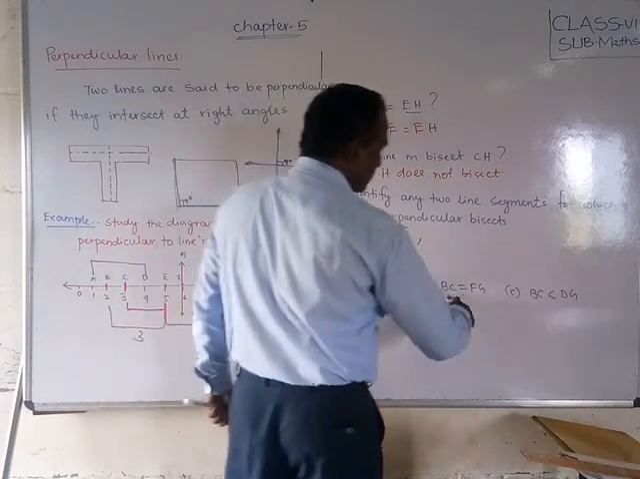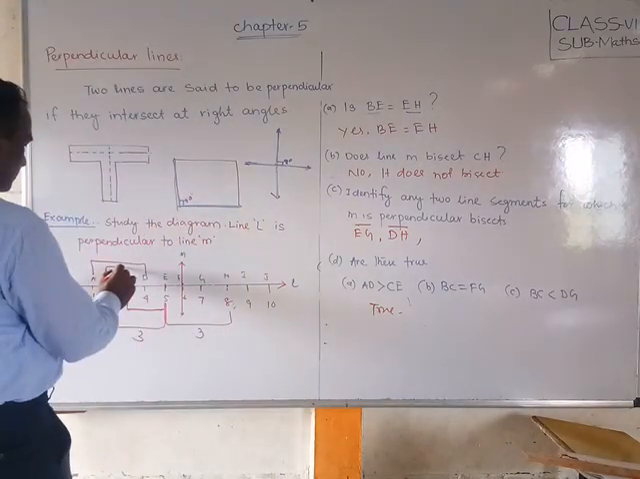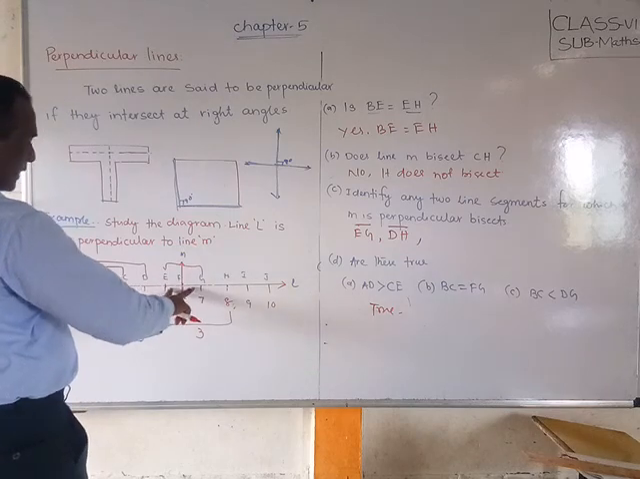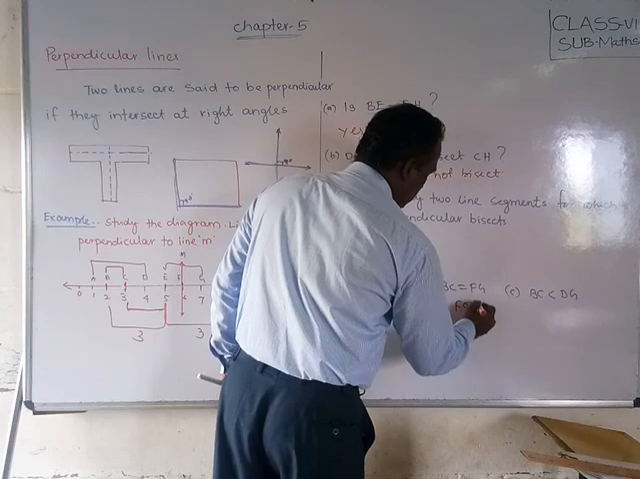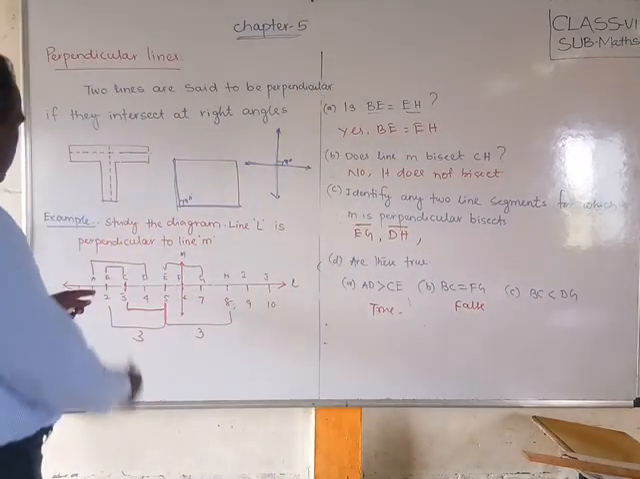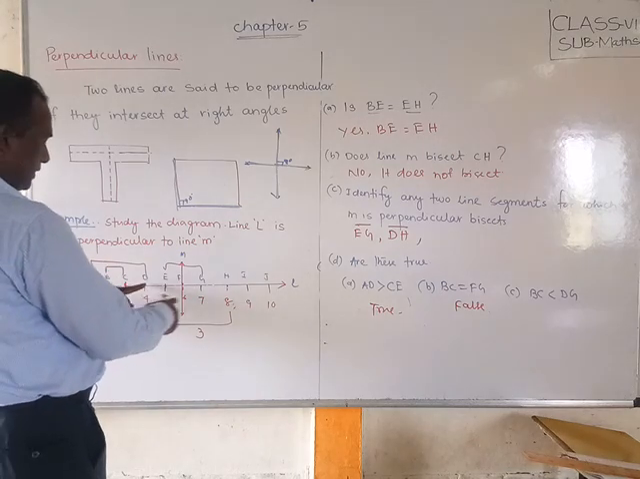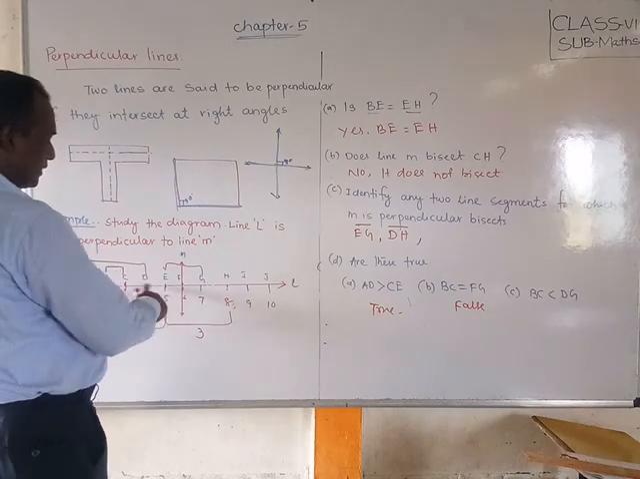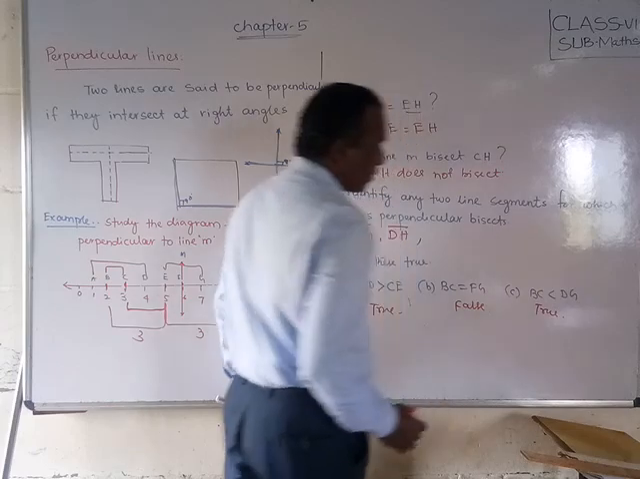B. BC is equal to EG. Because EG is equal to 2 parts and BC is equal to 1 part, no, this is false. Next, BC is smaller than DG. BC is 1 unit and DG is 1, 2, 3 units. So correct, DG is greater. So yes, true. Okay, friends.